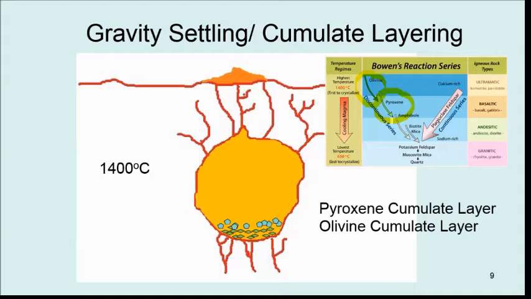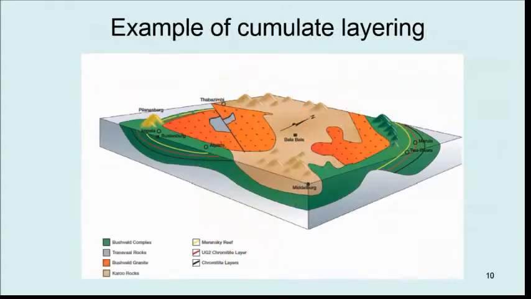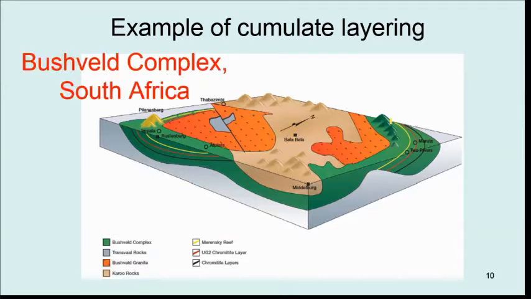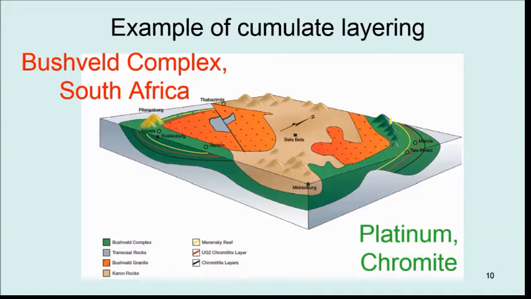Now, in this way, an awful lot of cumulate layers can form within a magma chamber. The most famous cumulate layer, and probably the most profitable ever in the world, is the Bushveld complex in South Africa. Now, the Bushveld complex is famous for its platinum and chromite layers called reefs. Follows a short video about the Bushveld complex in South Africa.